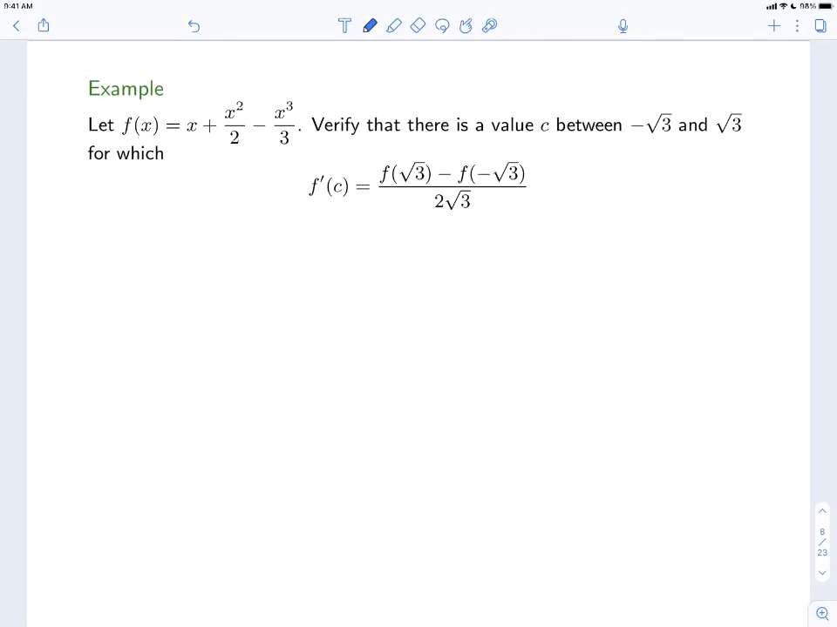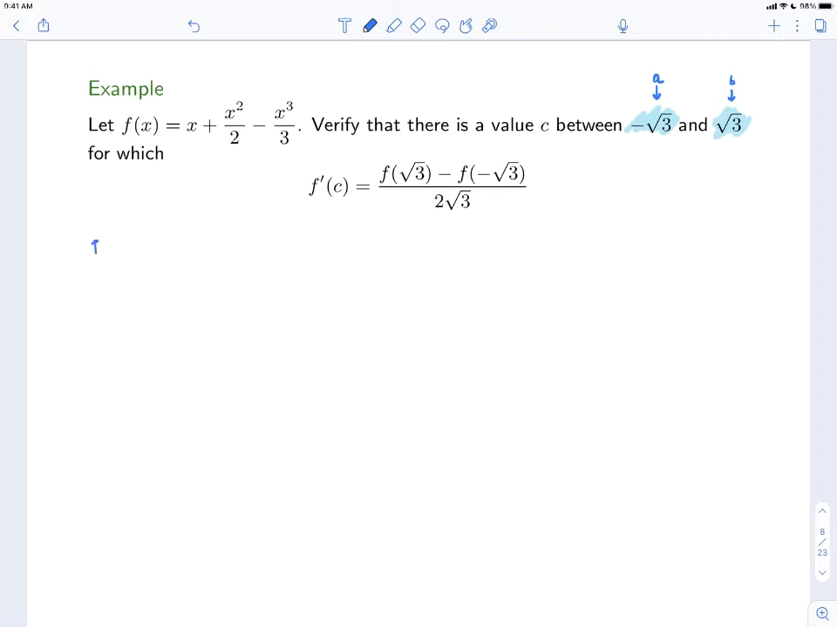So again, we want to verify the conclusion of the mean value theorem for this function f, and we're looking at an interval from minus square root of 3 to positive square root of 3. So minus square root of 3, this is our a in this example, and positive square root of 3, this is our b. Okay, well, we need to actually work out what this quotient is, so we can do that.